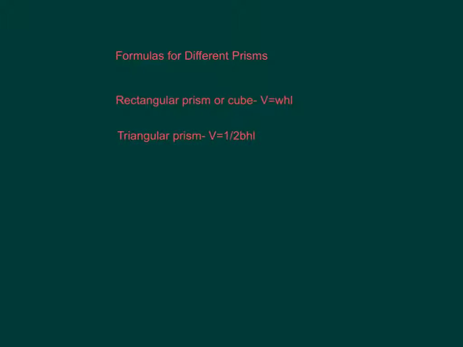Some different formulas we'll be using today are the rectangular prism or cube formula, volume equals width times height times length, and the triangular prism volume formula, which is volume equals 1/2 base times height times length.